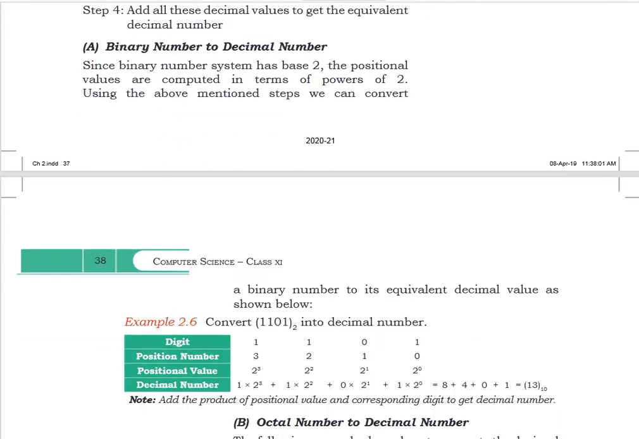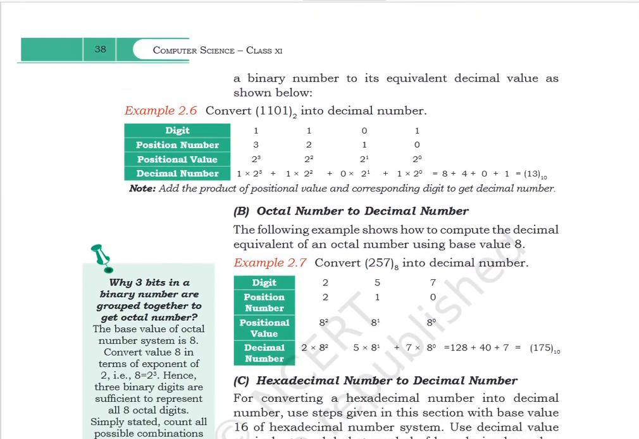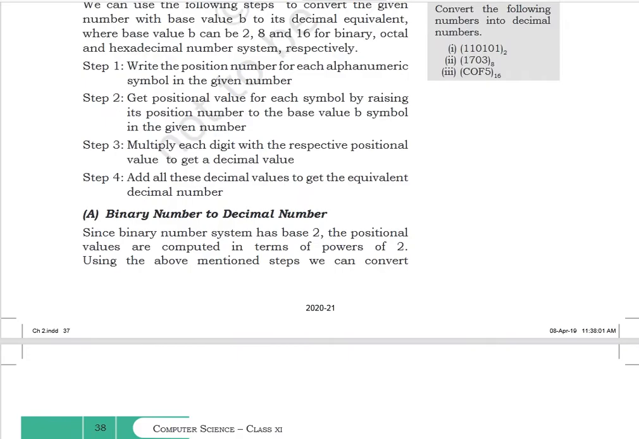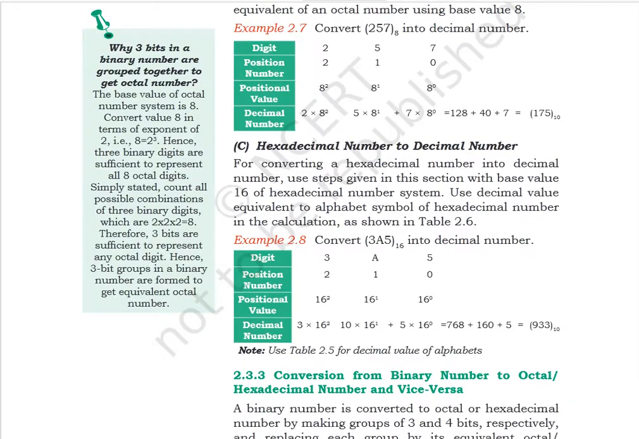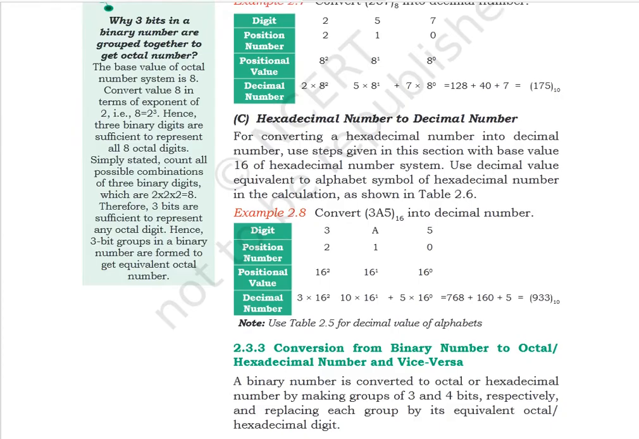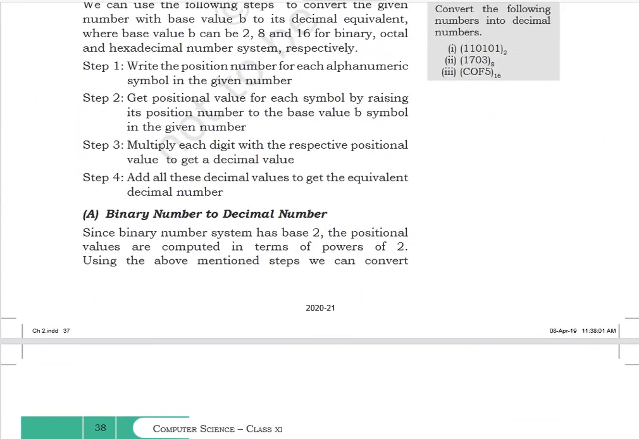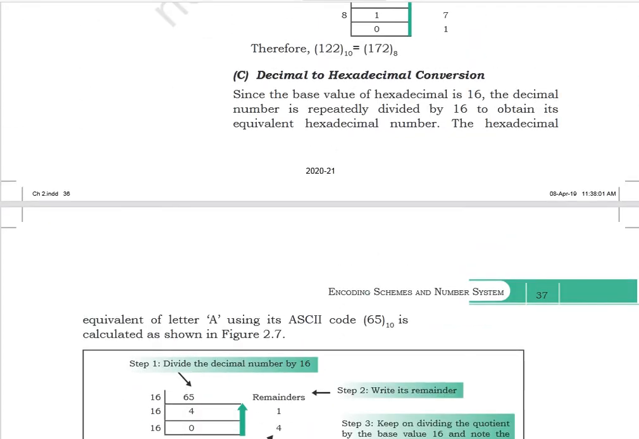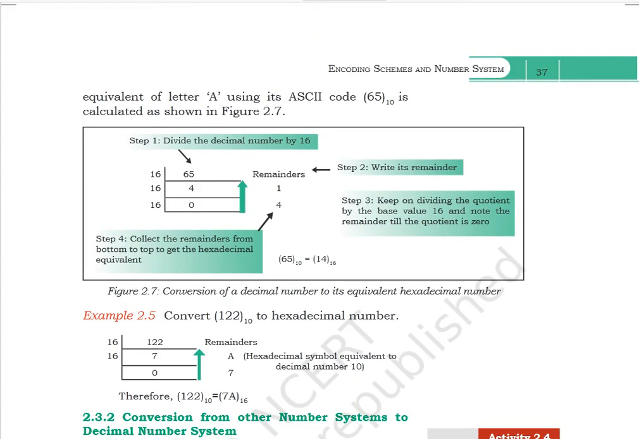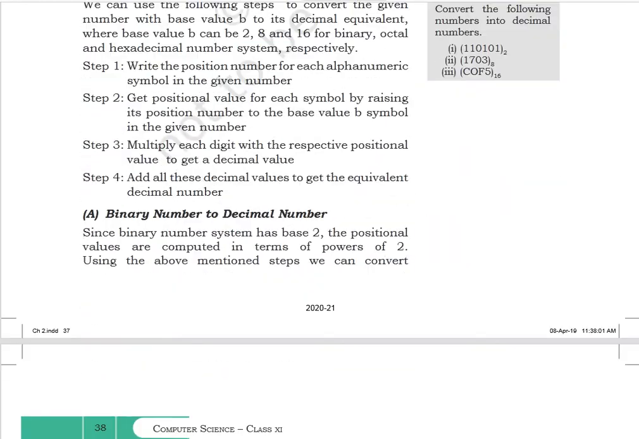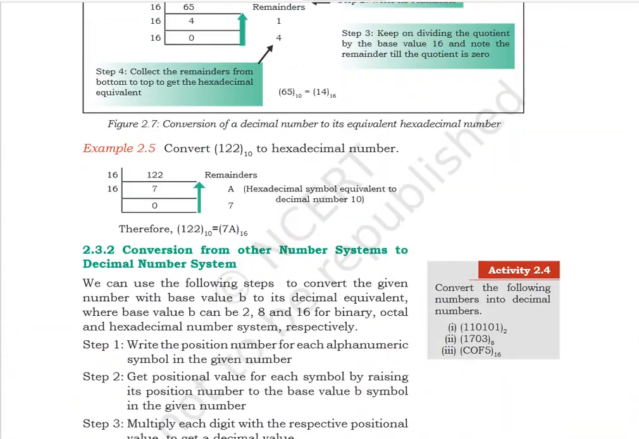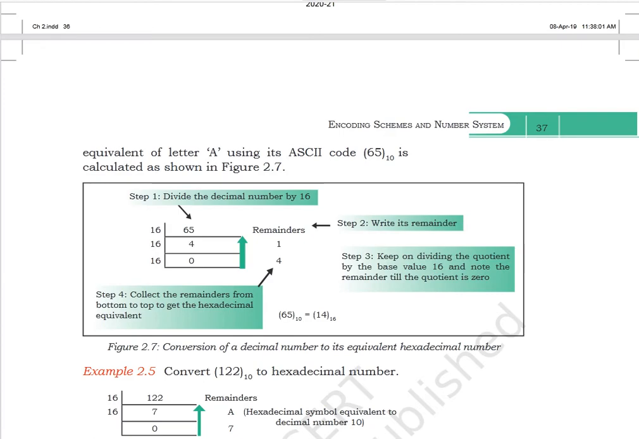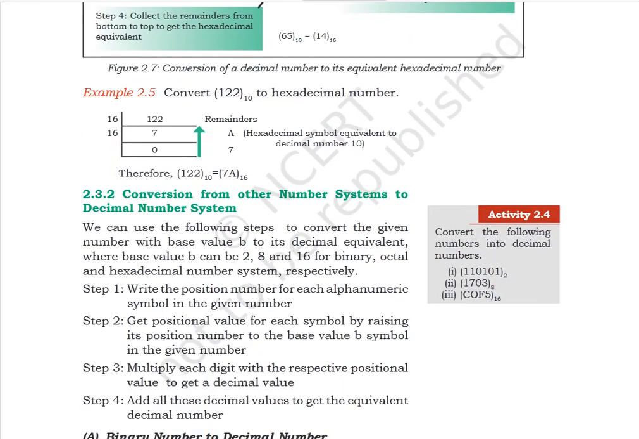Conversion from what? Conversion from binary to decimal number, octal to decimal number, and hexadecimal to decimal number. This is a very important conversion. So we just completed all those things: conversion from binary to different number systems, and from those different number systems to binary. The first part was already discussed in the previous video. You should just go through all those things.